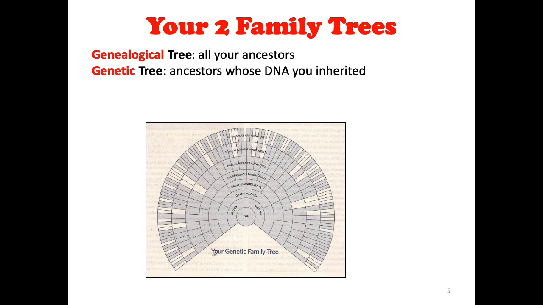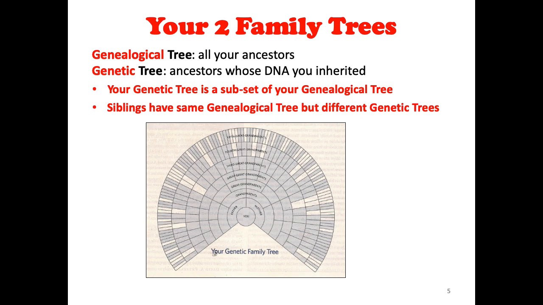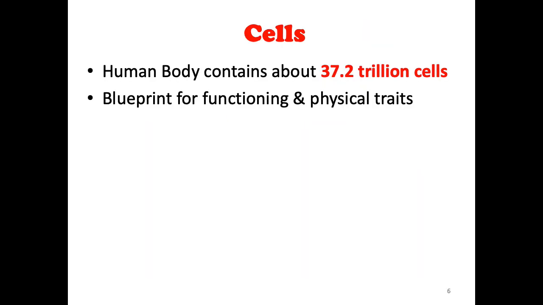So in the chart, the gray areas might represent your genetic ancestors or family tree. And the genetic tree is a subset of your genealogical tree. You could have two siblings who have exactly the same genealogical tree, but they do not have the same genetic tree. They got a different set of DNA from your parents than you did, and there will be differences between you and even a close sibling. So as I mentioned earlier, some ancestors tend to drop off, and it may be different between two siblings, what DNA they inherited and what they didn't.